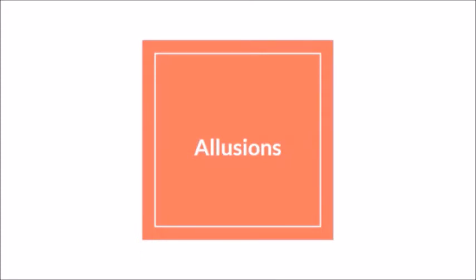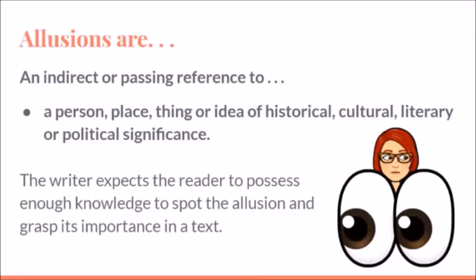Allusion with an A is a little bit different. So I'm going to go through the PowerPoint with you. I also added some additional examples. Without further ado, let's do this. So allusions with an A are an indirect or passing reference to a person, place, thing, idea. The simple way of putting this is it's a reference to something else.